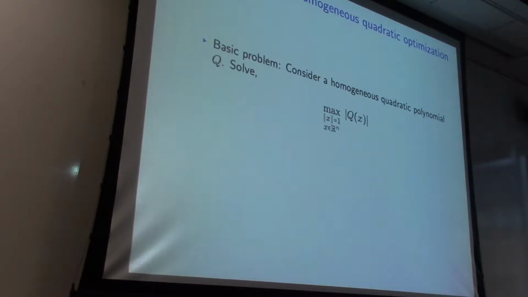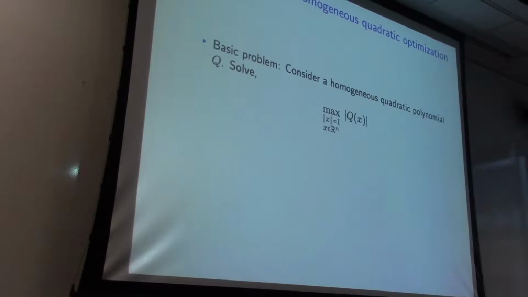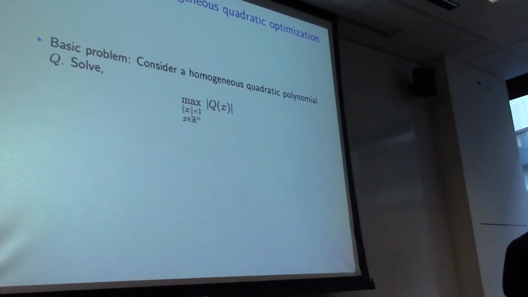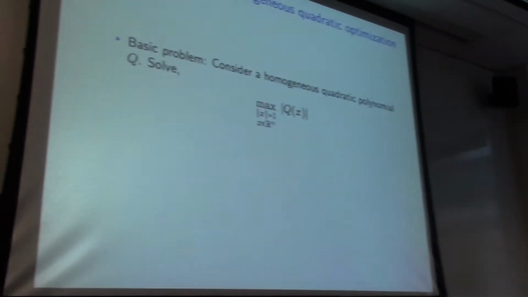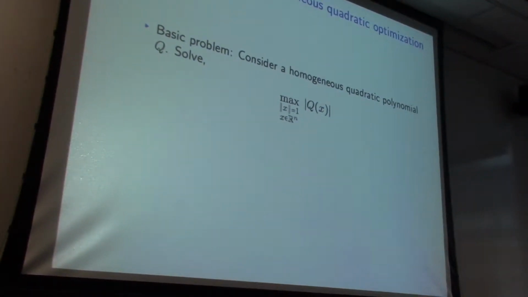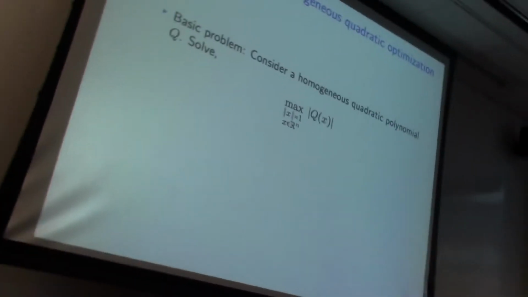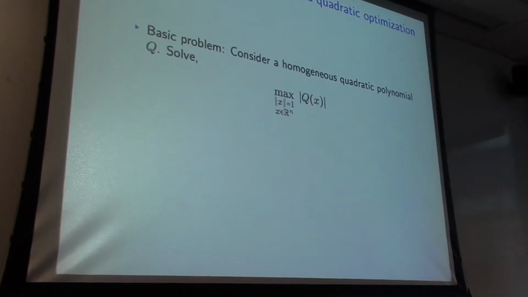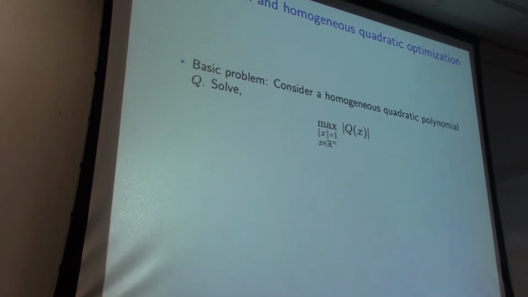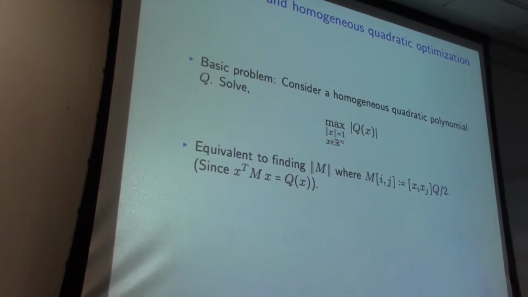So we start with a famous old standard problem where you have a homogeneous quadratic polynomial in n variables. Here by homogeneous, I mean that every monomial has the same degree, specifically 2 in this case. And then you want to maximize its absolute value over the unit sphere. This problem is just equivalent to finding the spectral norm of a matrix.